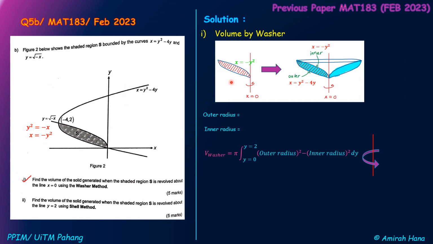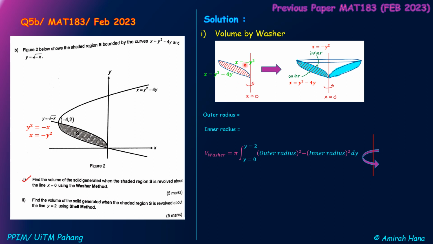Okay, sebab itulah dapat macam ni. Alright, x equals to negative y squared. Yang outer ni kita dapat x equals to y squared minus 4y. Alright, so kita masukkan dekat formula outer radius. Formula outer radius adalah outer curve minus axis of rotation atau axis of rotation minus outer curve.